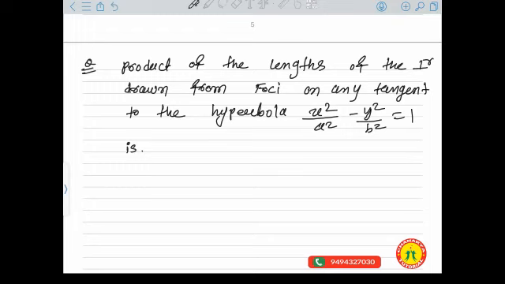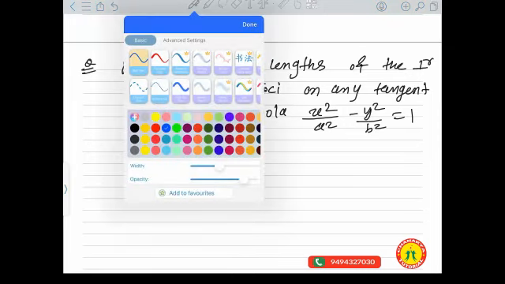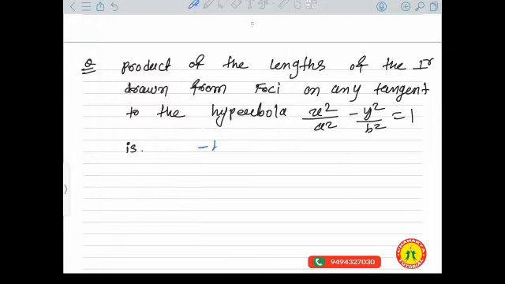minus b square. Answer will be minus b square. Try to do. Answer is minus b square, and also we need to remember product of the length of perpendicular is minus b square. We need to remember.